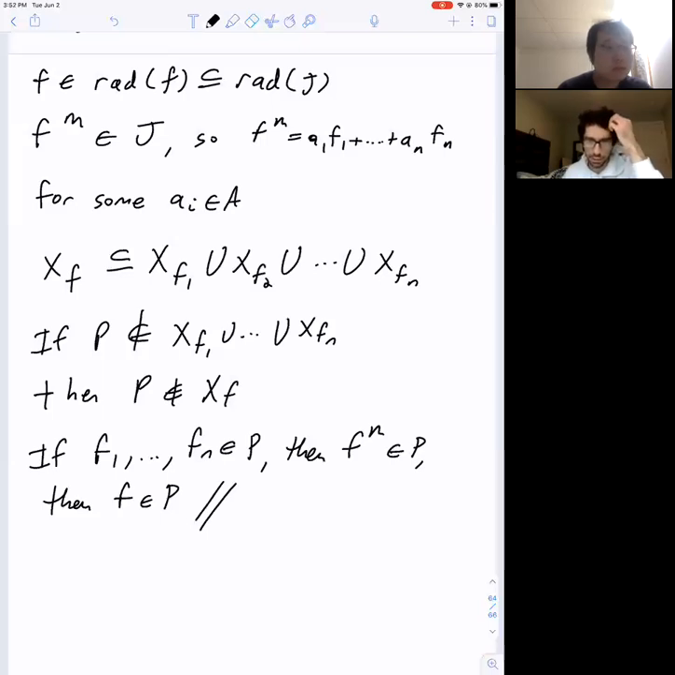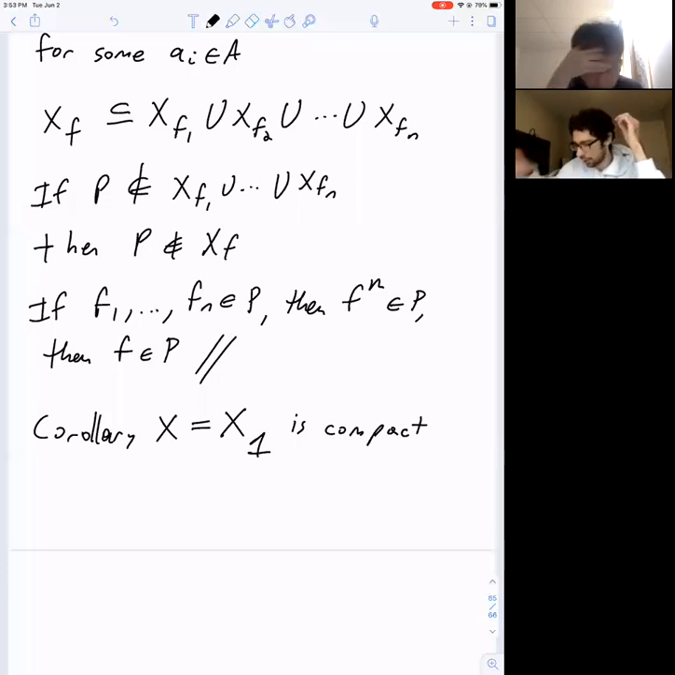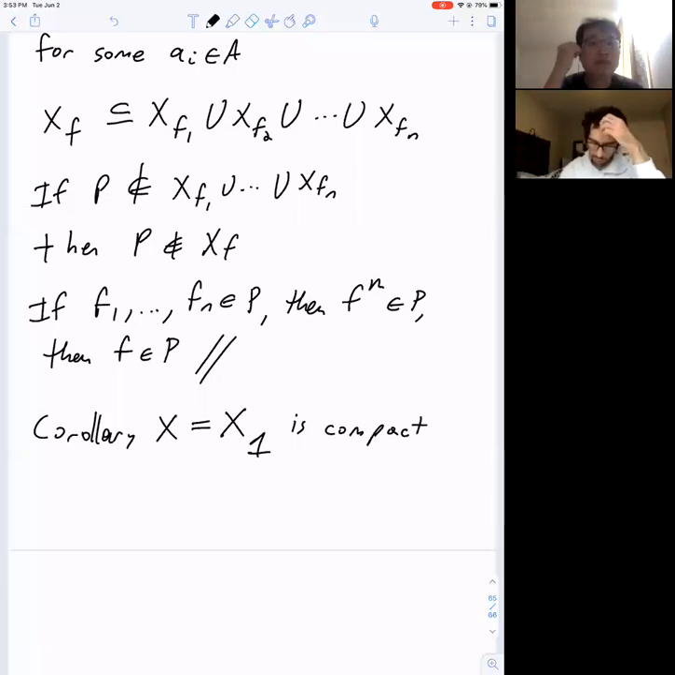Okay? And so, I think that covers that question. Very good. Okay, and so a corollary is that X, being X_1, is compact. So we have a topological space that we endow on the set of prime ideals, which is compact. This is very nice. And so for the final question, how do we prove the last question?